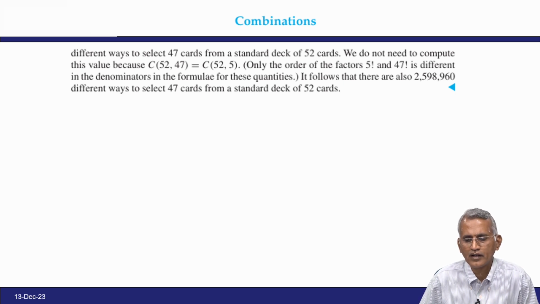So, we do not need to compute the value because 52C47 is 52C5. Therefore, it follows that there are only 2,598,960 different ways to select 47 cards from a standard deck of 52 cards. So, this formula has the factors 5 factorial and 47 factorial in the different denominators in the formulae for these quantities.